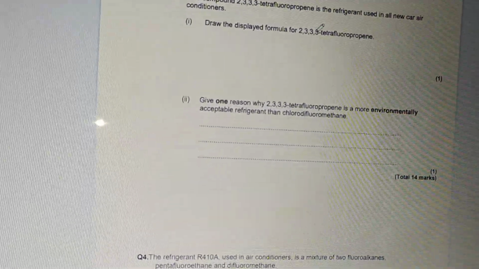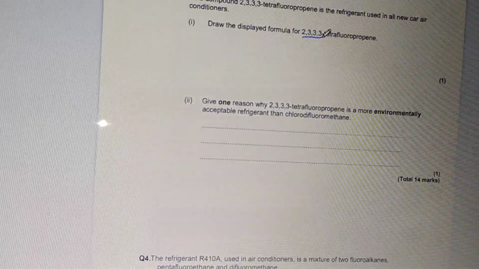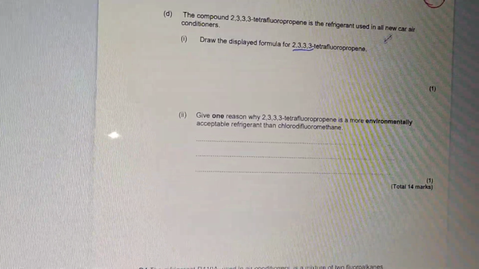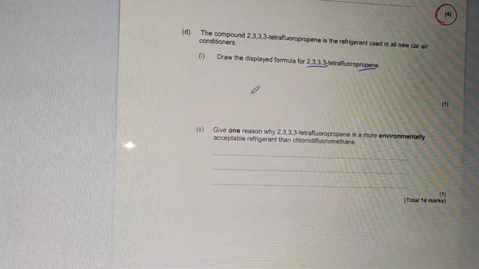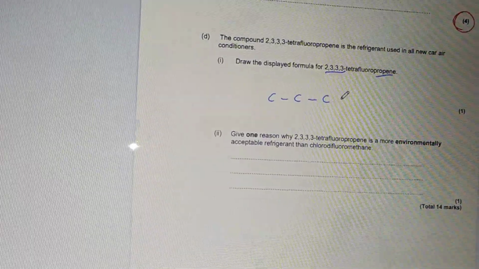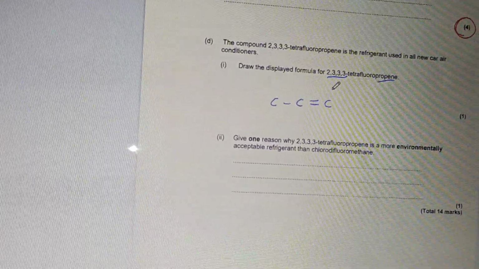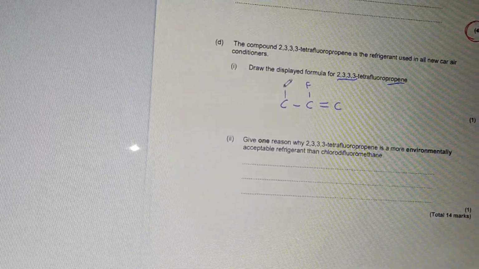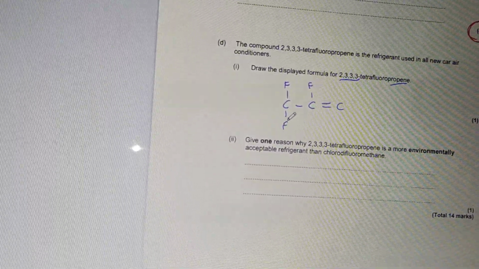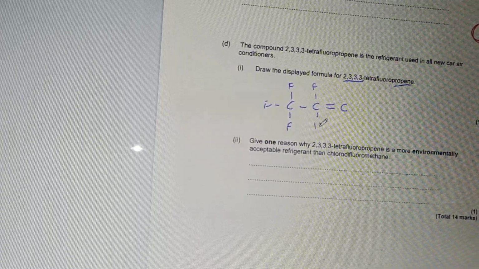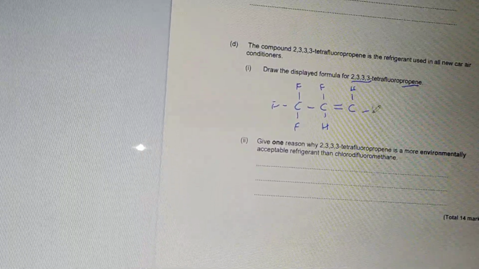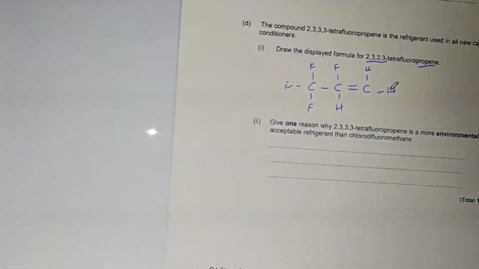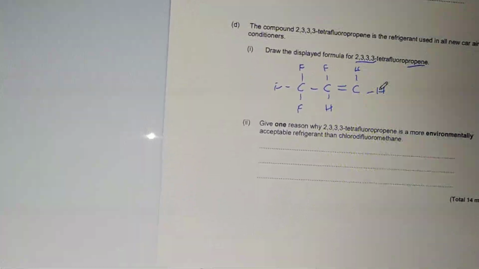Now, the displayed formula of 2,3,3,3-tetrafluoropropene. Again, 3 carbon, yep. On the second position, fluorine. On the third position as well. Carbon is tetravalent, so it should have formed something on the lines of that.